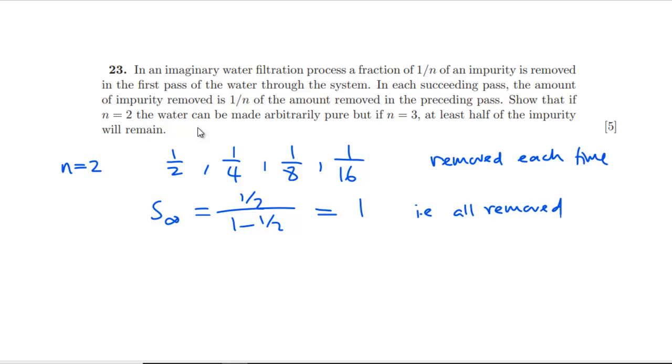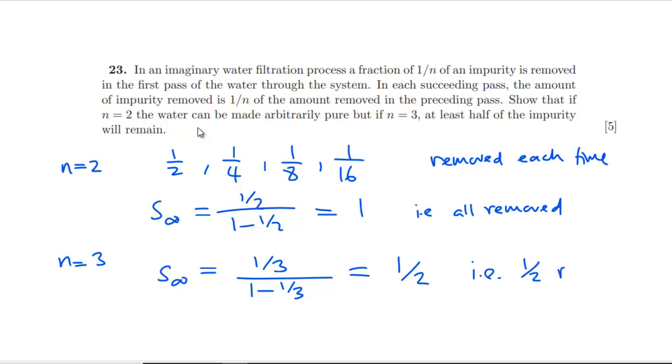And then we're going to do that again for n is 3, so it'll be a third, a ninth, etc. The sum to infinity is going to be a third over 1 minus a third, which is a third divided by 2/3, which is a half, i.e. half removed.